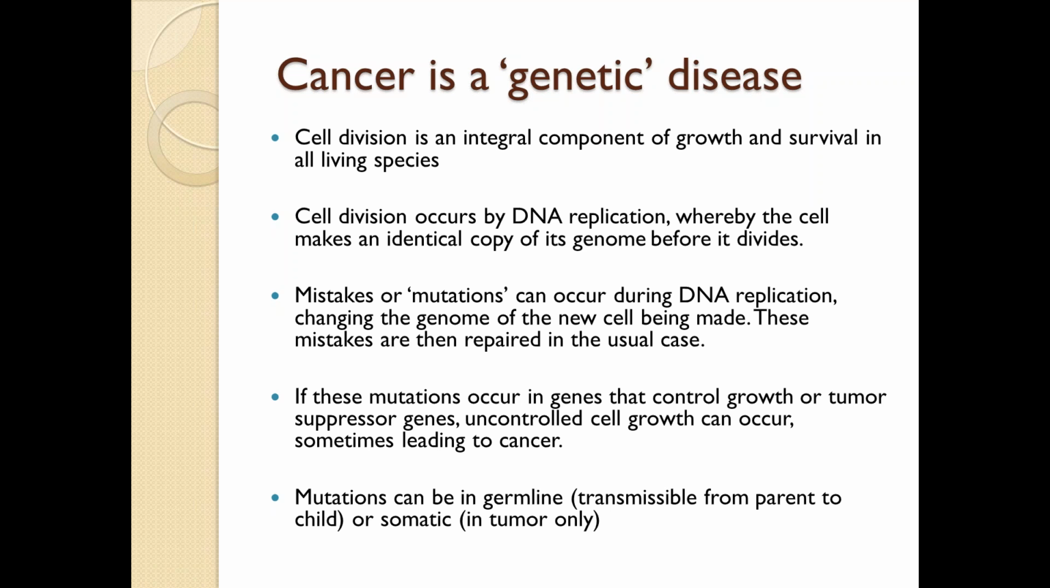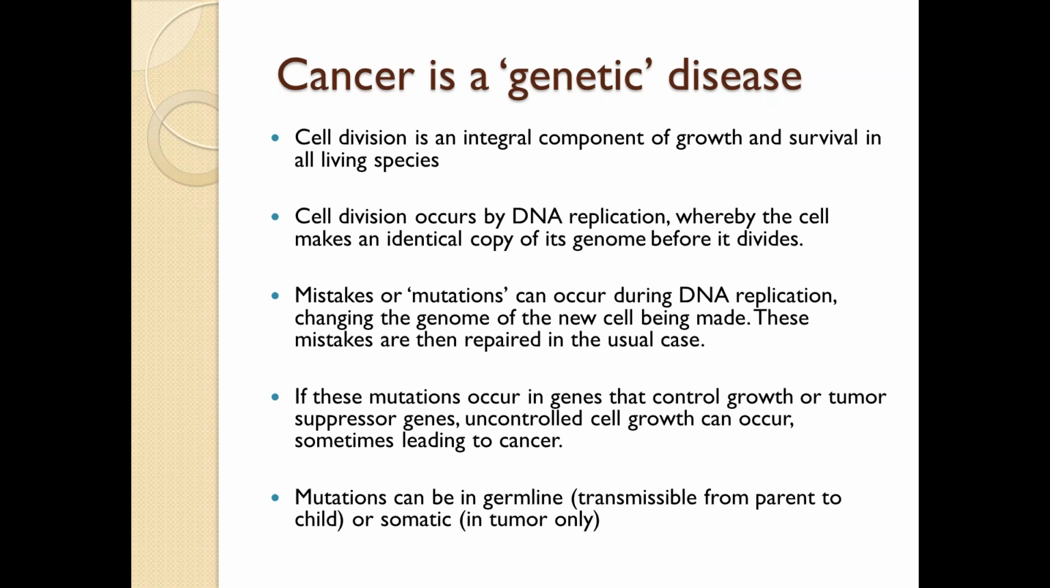before it divides. And like any other mistake that can occur in nature, mistakes can occur during this process of cell division or DNA replication. And these mistakes are called mutations. And these mutations result in change of the genome in the new cell that is made. These mistakes are usually repaired, but in cases where these mistakes do not get repaired, then these mutations become deleterious, or harmful.